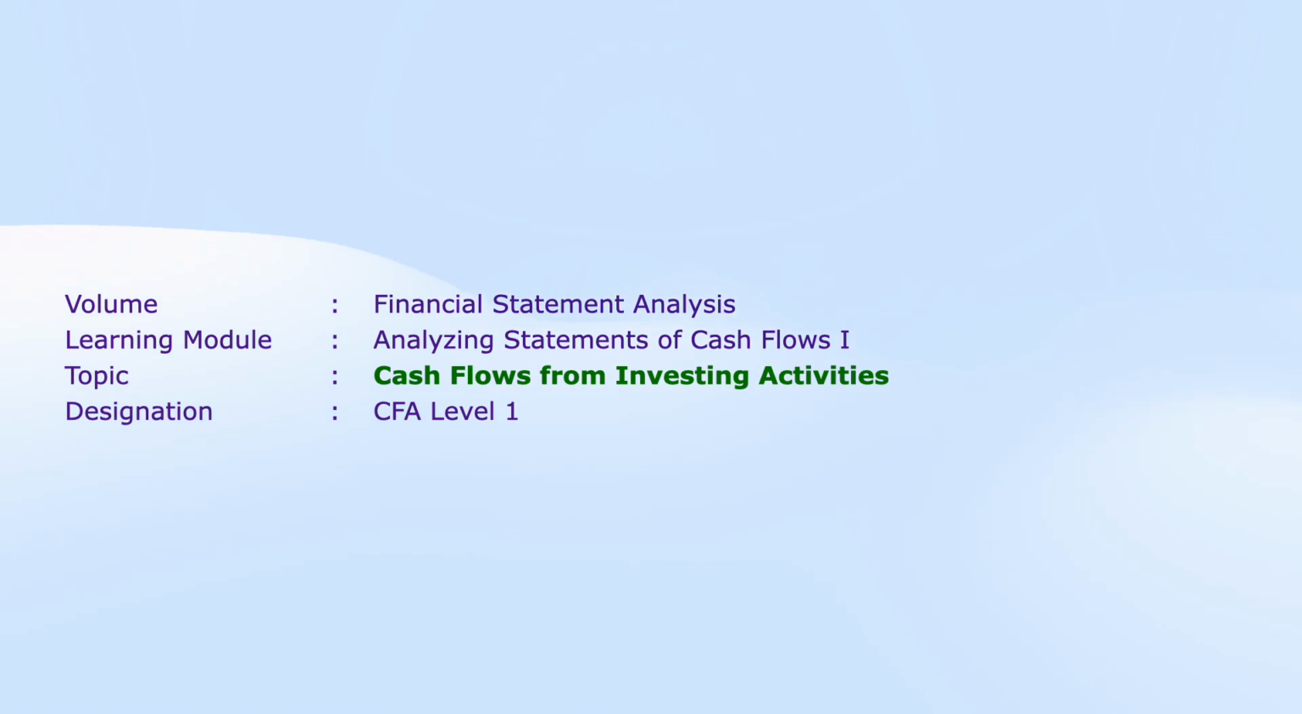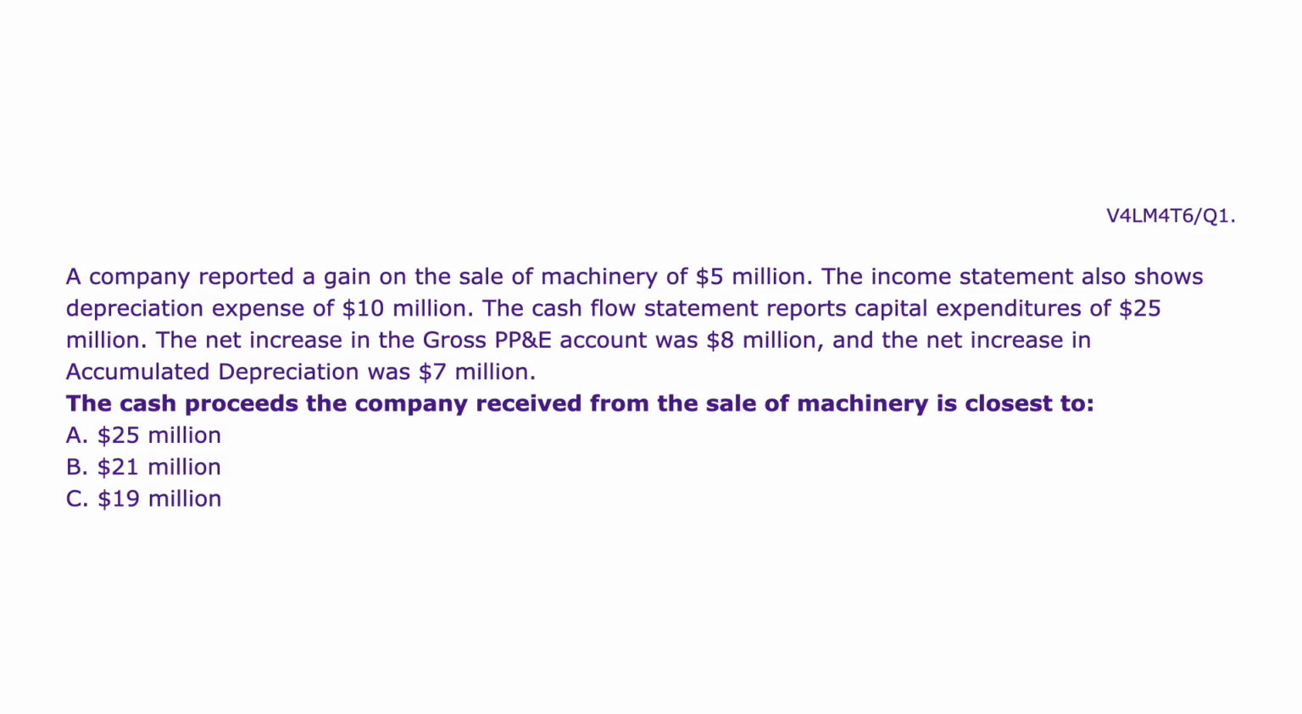Topic: Cash flows from investing activities. A company reported a gain on the sale of machinery of $5 million. The income statement also shows depreciation expense of $10 million. The cash flow statement reports capital expenditures of $25 million.